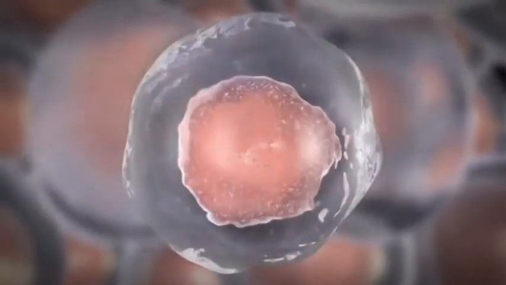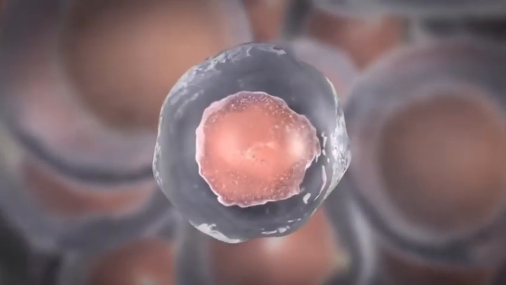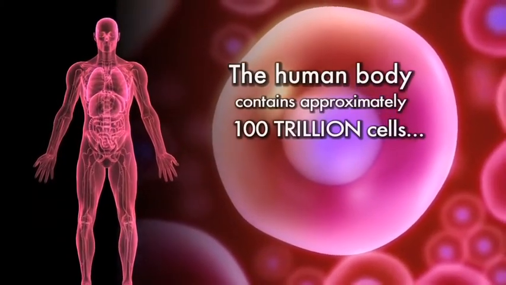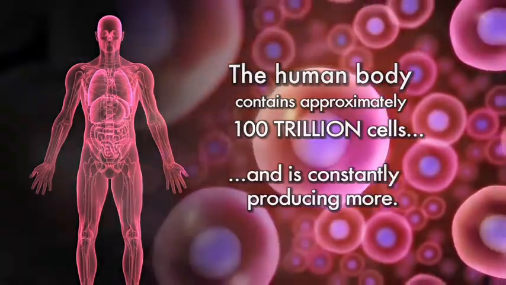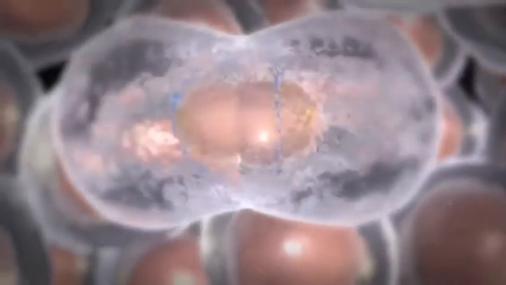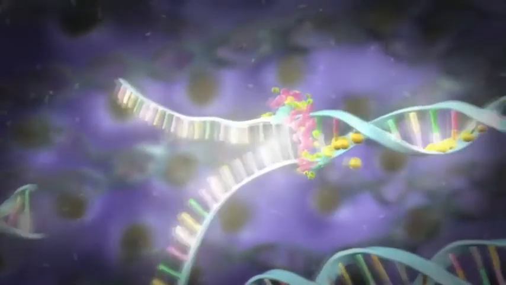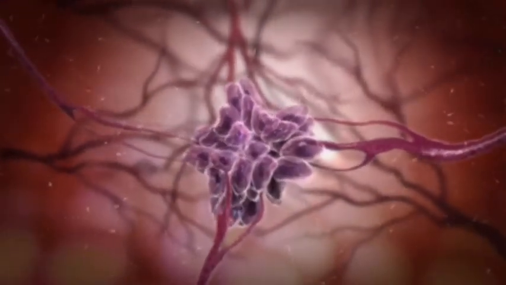A cell is the functional basic unit of life, often called the building block of life. Humans have about 100 trillion cells. Your body is constantly producing new cells. In this program, we will discuss how cells divide, how chemotherapy affects cells that are dividing, and how chemotherapy affects cancer cells.